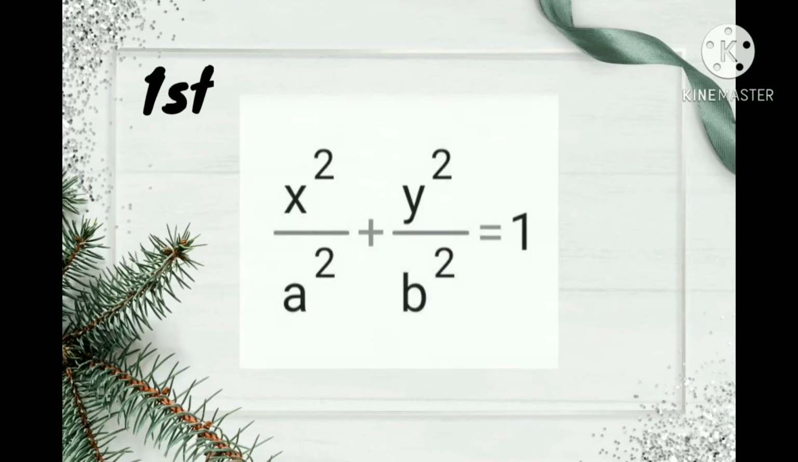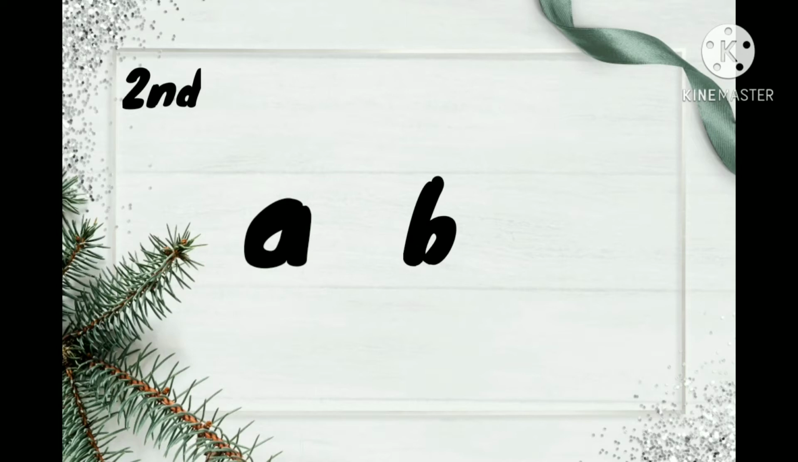The first step we will do is to remember the equation of the ellipse, and that is x squared over a squared plus y squared over b squared equals 1. Second step, we need to find the values of a, b, and c.